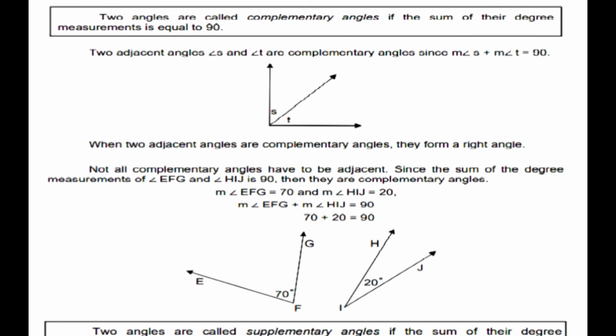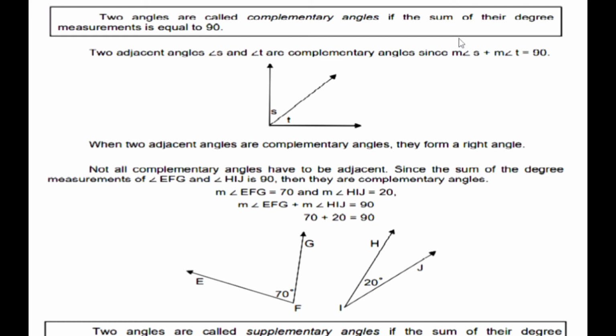Now we have what we call complementary angles. So what are complementary angles? Two angles are called complementary if the sum of their degree measures is equal to 90 degrees. For example, we have angle S and angle T. These are complementary angles.